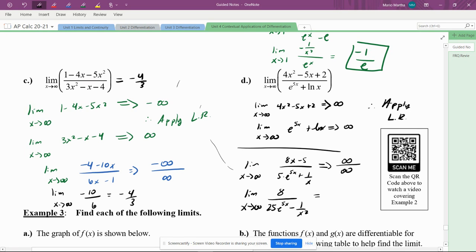If you plug in infinity here, this goes towards 0. So you end up with 8 on top, and at the bottom you get infinity. So this is going towards 0, and we say that the limit for this is equal to just 0.